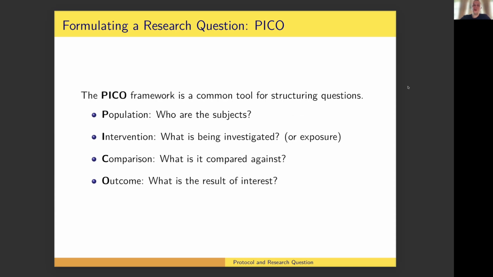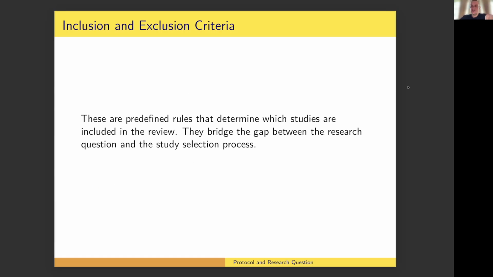Using these four letters, PICO, helps you define a more clear and concise research question because it forces you to decide on these four things. The inclusion and exclusion criteria further manipulate the research question to make it even more specific. The research question itself might still be a little bit vague, but still concise. And then the inclusion and exclusion criteria define more specifically what you meant with your research question.